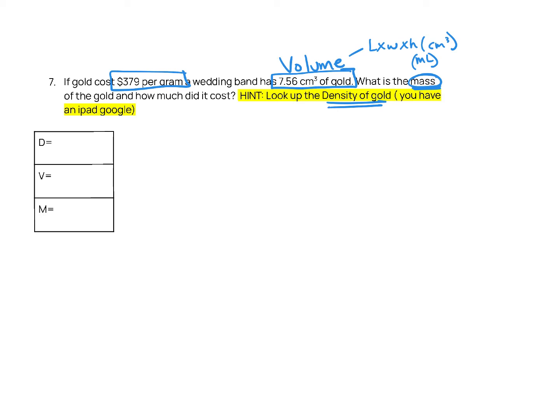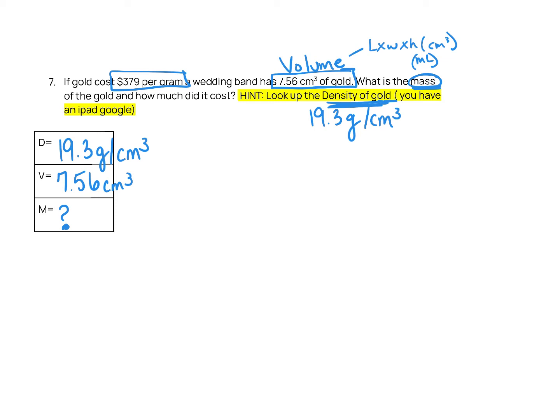So first, let's find the density of gold on the internet. According to the internet, the density of gold is 19.3 grams per centimeter cubed. We know we have a volume of 7.56 centimeters cubed. So we want to find the mass so that way we can figure out how much this particular wedding band would cost.